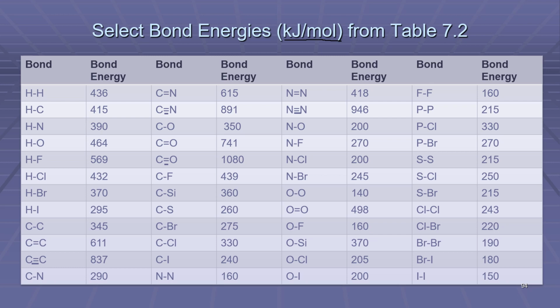Anyway, do notice that a single bond is different from a double bond. A CC single bond is 345, a CC double bond is 611, and a CC triple bond is 837. It's sort of hard to make that triple bond, but you can at least tell that that's what it is. So make sure to look up the correct bond.